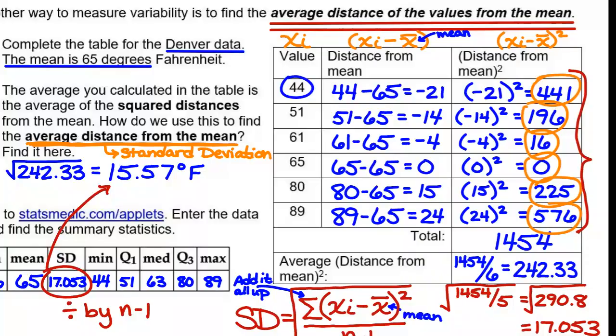What's the point of squaring it if you're just going to square root? That's a great question. What do you guys think? What's the point of squaring it if we're just going to undo it at the end? What does squaring accomplish? Forces it to be positive.